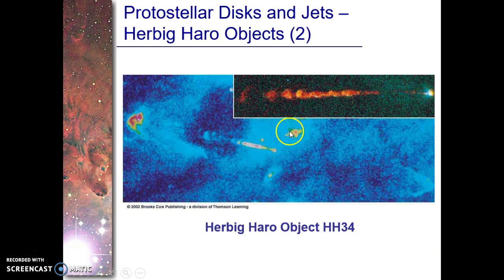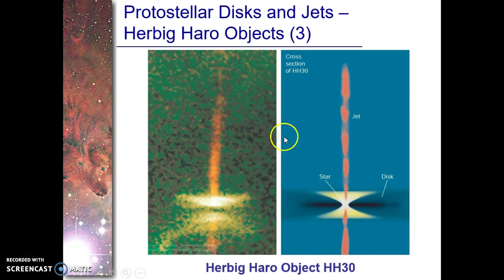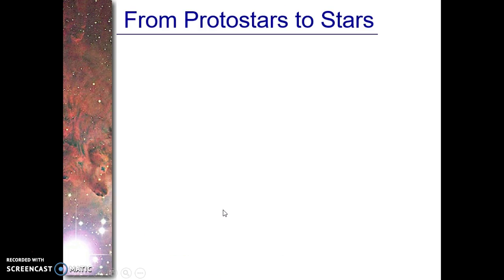Here's an example of a Herbig-Haro object, HH34. And here's the jet that's being sent out. Again here, the jet that's being sent out. And there's another one here as well, a cross-section of HH30. So here's your star, and it's spinning. Here's the flatness, and it ejects out this jet. As you see, it comes out. And here's an example of it. This, of course, is a diagram. And this one is where you have the visible light, or I think this one actually is in IR.